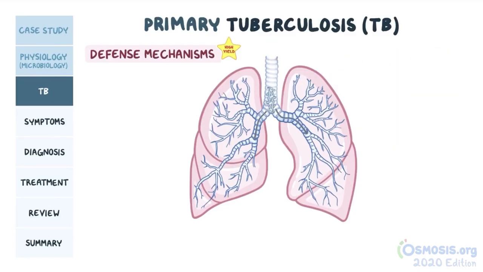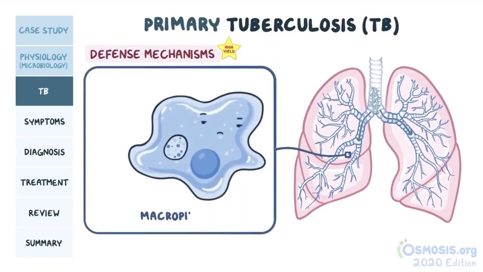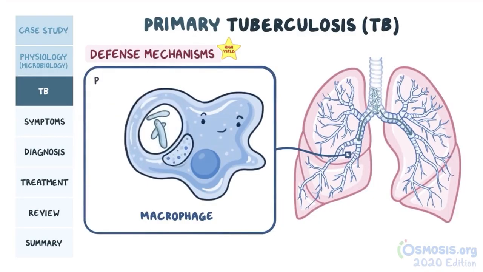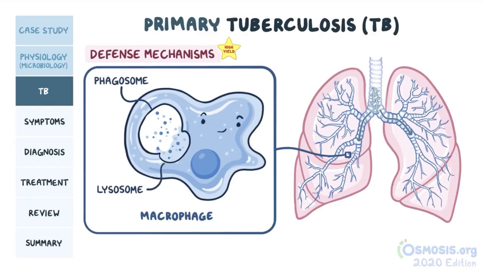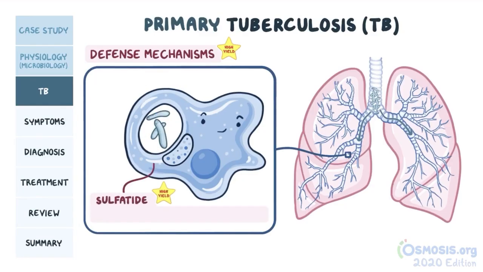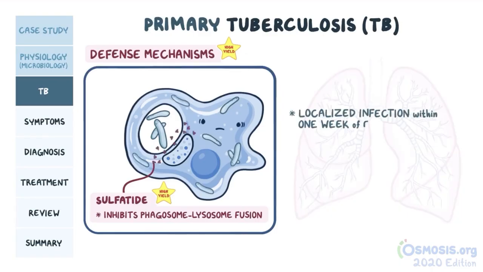TB that make it to the alveoli are phagocytized by macrophages, where they are trapped inside phagosomes that later fuse with the hydrolytic enzyme-containing lysosome that normally breaks down harmful microbes. However, TB bacteria can survive this process due to a sulfatide, a surface protein that inhibits the phagosome-lysosome fusion. So, what you need to know is that this allows the mycobacterium to survive, proliferate inside the macrophage, and cause a localized infection within 1 week of exposure.